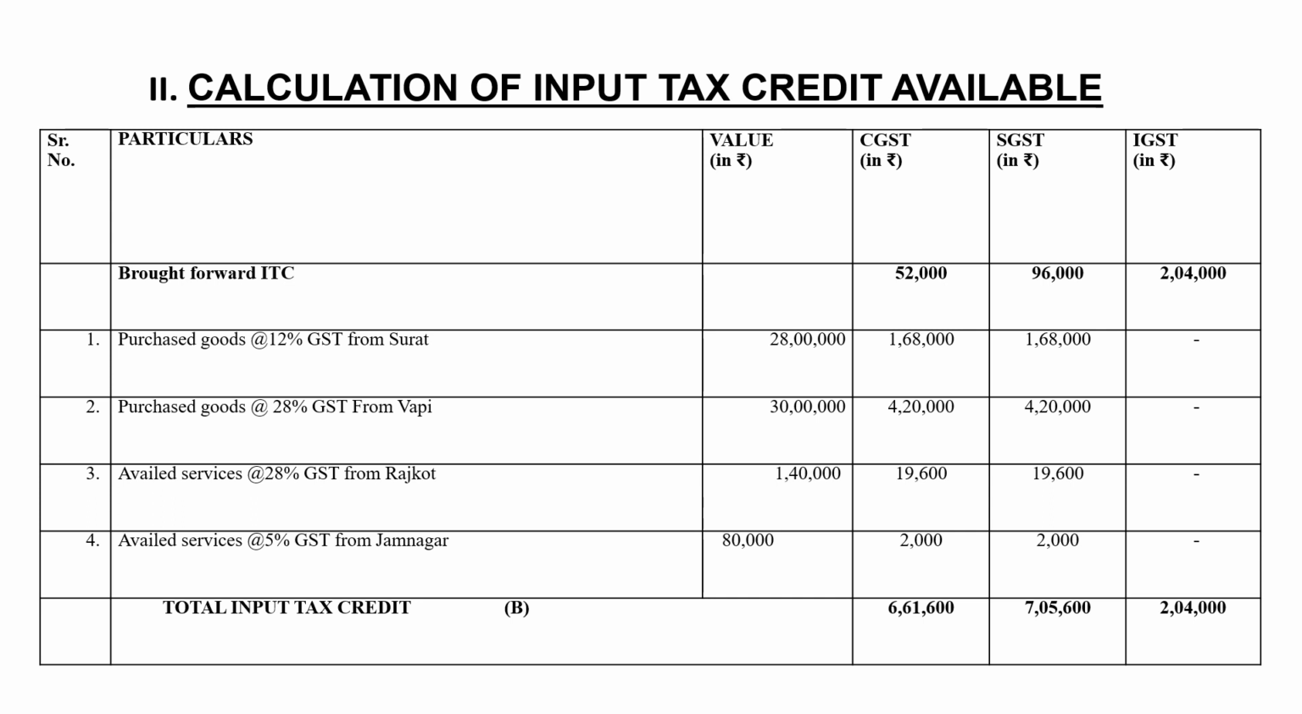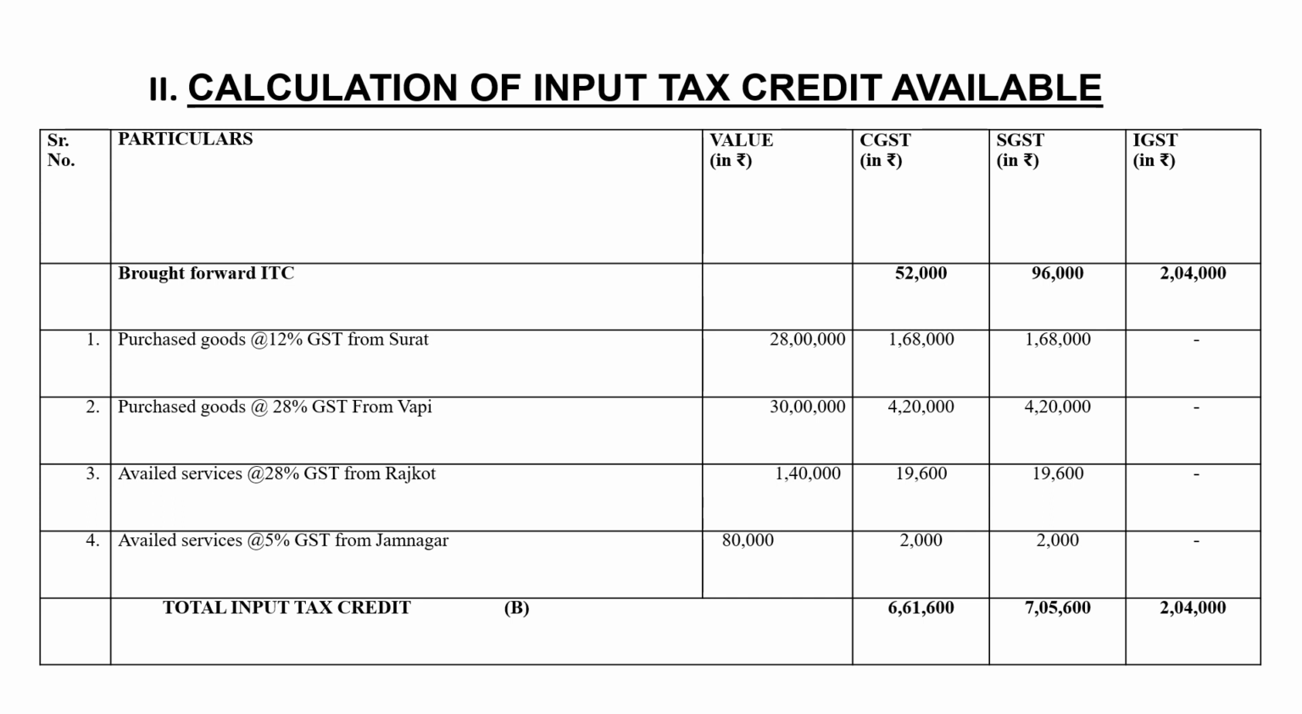Then we have purchased goods at 28% GST from Vapi. Vapi is again in Gujarat, so it's the same state. So this is an intra-state transaction. On 30 lakhs we will take 28%, that is 14% and 14%, which is 4 lakh 20,000 and 4 lakh 20,000, and we will put it in CGST and in SGST.